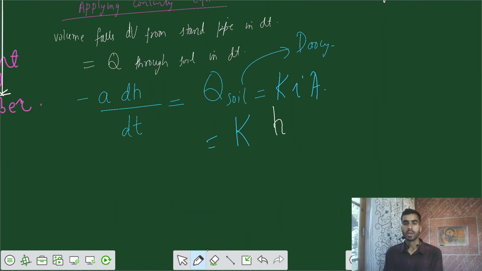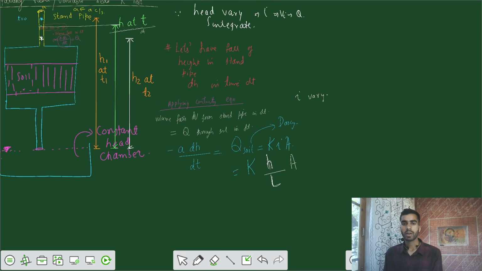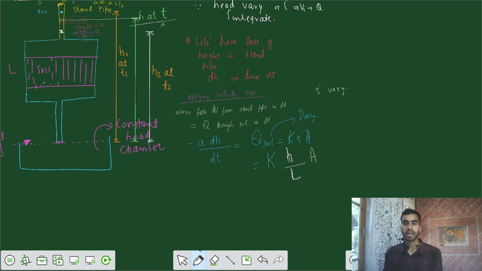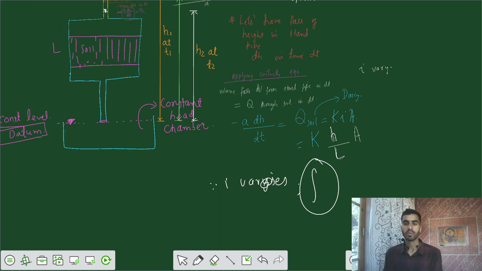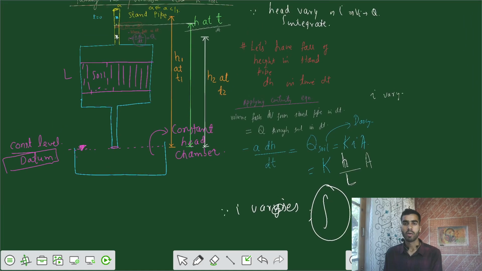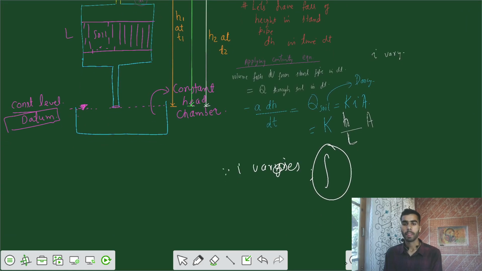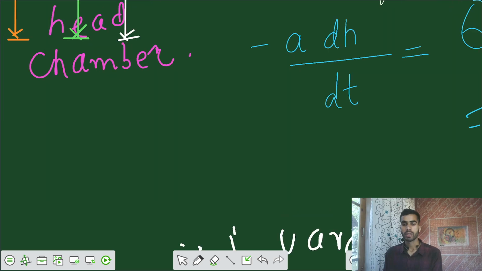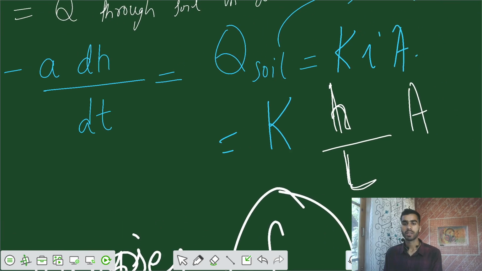So I would write your head difference was h for the length of soil equal to L, and your area of the cross section is A. Now because your hydraulic gradient is varying, because i varies, we have to integrate the total equation. Let's try to integrate this equation.